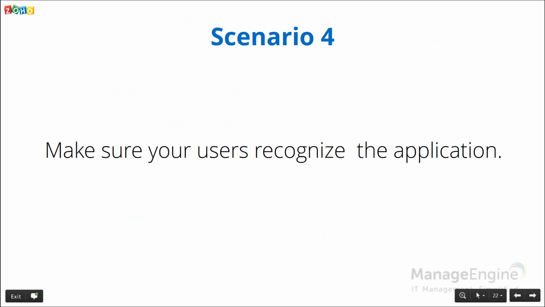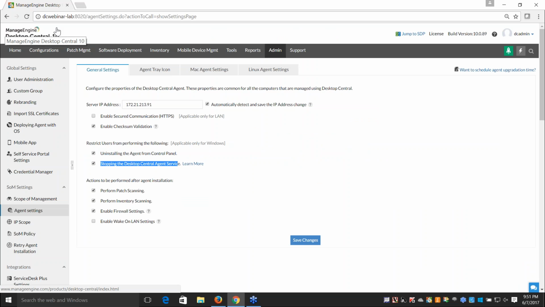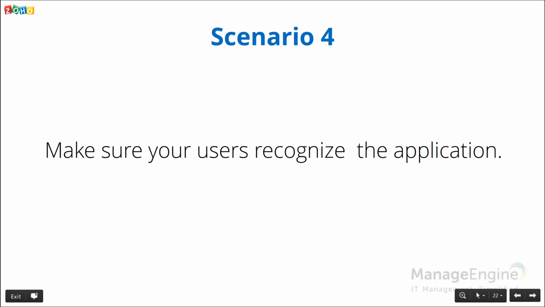Moving forward to scenario 4, make sure your users recognize the application. As you know, as soon as you install the Desktop Central agent and the Desktop Central console, you can see here the console looks like Desktop Central 10, and especially the agent I'm talking about will appear with the Desktop Central icon. That icon is going to look fishy to the users. By seeing that, they'll think, okay, what's happening in the machine? Some new icon is running in the background, so that could be hacking something, or any kind of question.